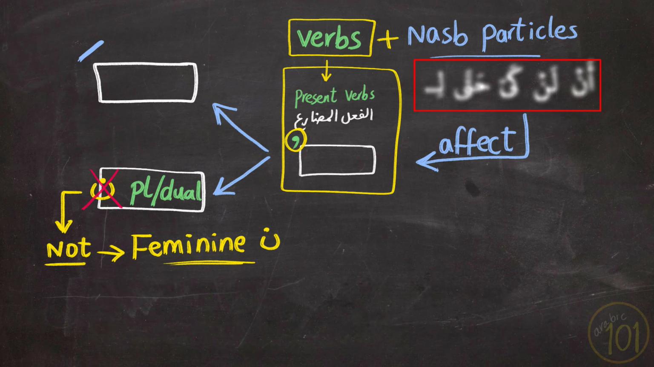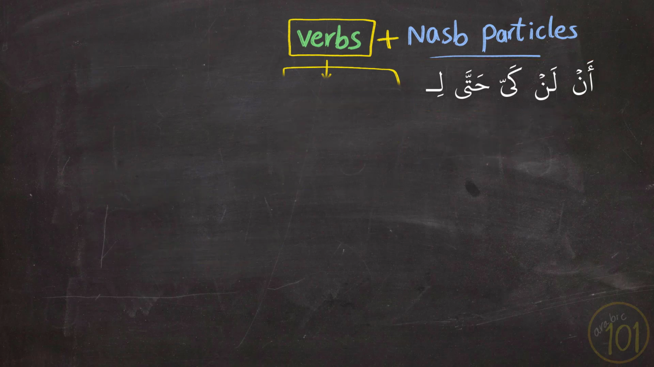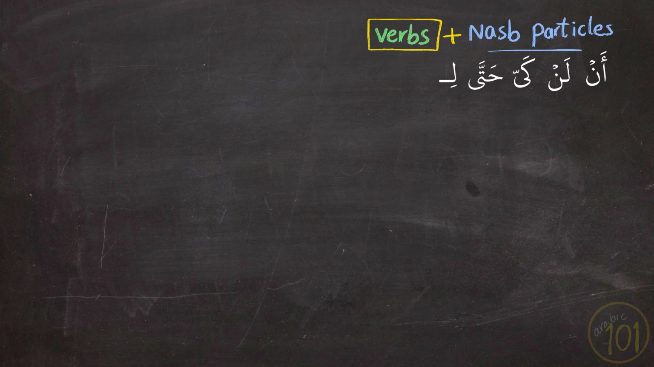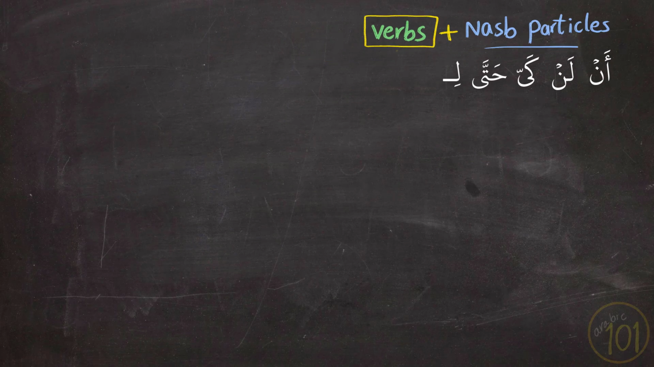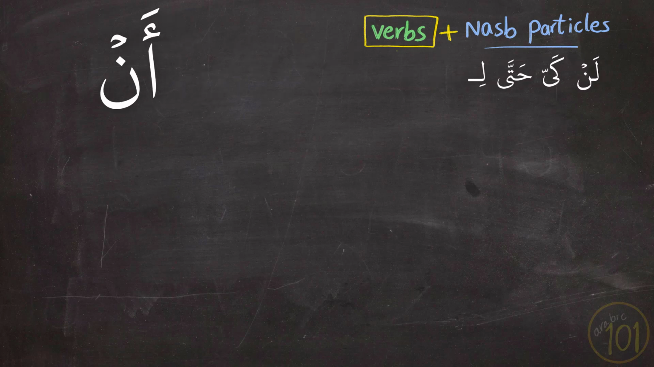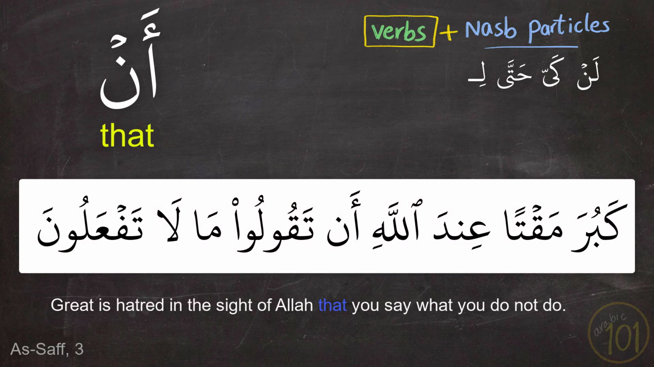So any of these 5 particles will cause any present verb to have either of these effects on their case endings. Let's dive deeper into the meaning of these particles and see some more examples using these 5 particles. The first one is an, which means that. It is actually a particle that can be used with nouns too, so we have studied a version of it before. This one occurs before present verbs, like in these examples.